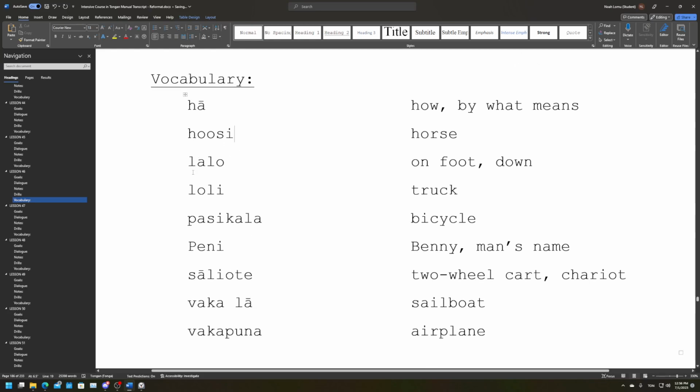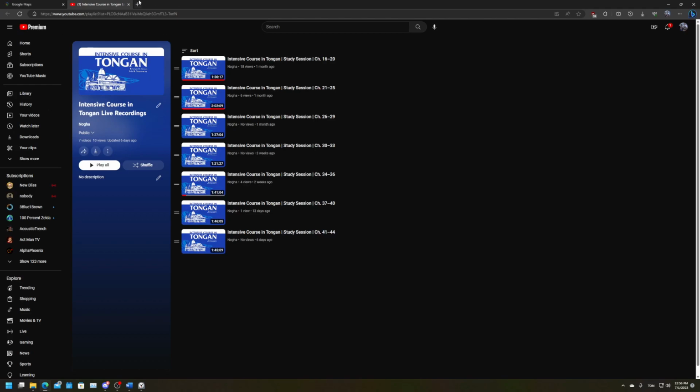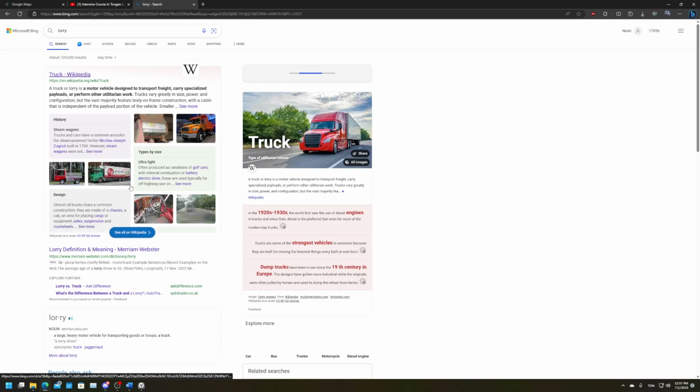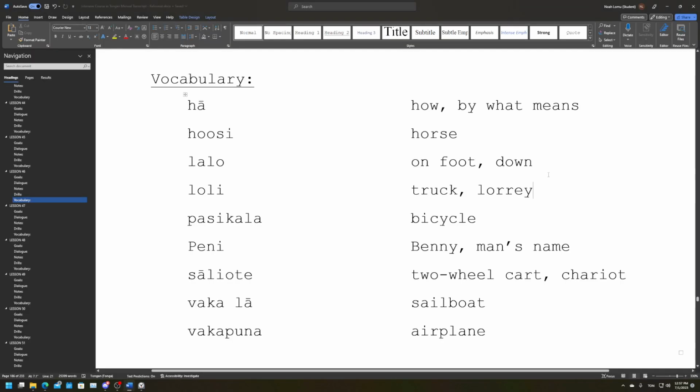So we have lalo. We saw that earlier. It just means down, but if you're talking about alu lalo, it means on foot. Lori is truck, or honestly, it should say the English. Is that how you spell lori? I don't use it because I live in America. Yeah, it does not have an E. That should definitely be there, so it's not confusing.